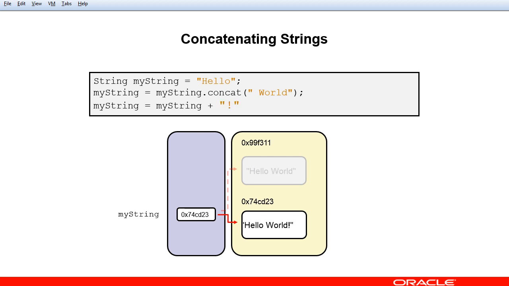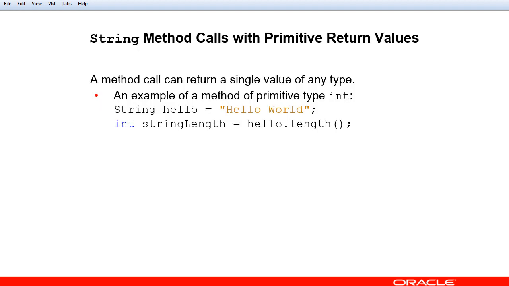Here you can see both concatenation methods being used. The second line uses the concat method, and the next line uses the concatenation operator plus. The result is hello world with an exclamation mark, and just like the previous example, the same thing happens again. A new object is created, and the reference for this object is assigned to myString, as you can see in the yellow frame. Like most classes, the string class has a number of useful methods.